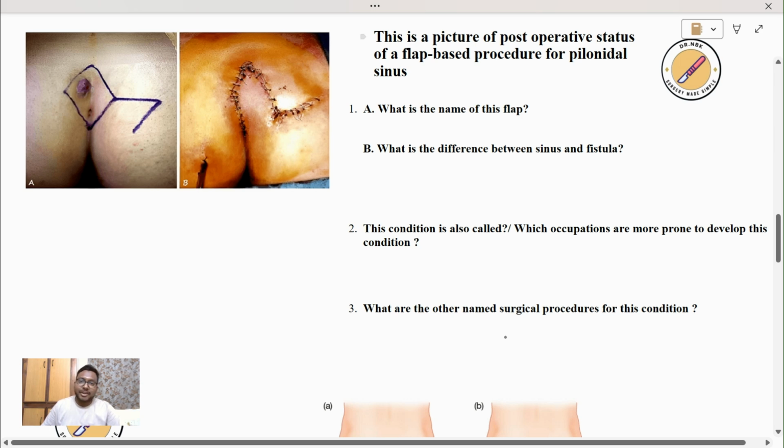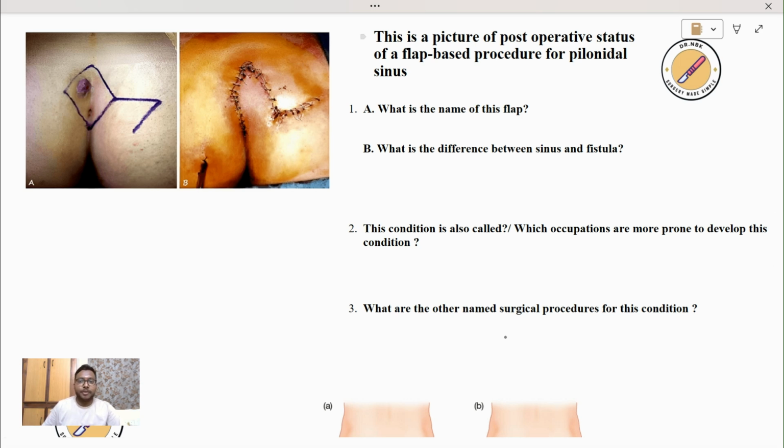Hi, let's continue the clinical series. This is part 3. Today we are going to see two important bottom cases.